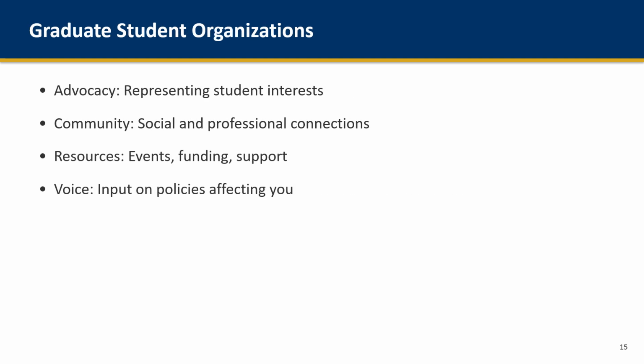Graduate student organizations provide community, advocacy, and resources that institutional offices may not. Advocacy through graduate student government or similar bodies represents student interests in university decisions. These organizations provide a voice for graduate students in policy discussions, resource allocation, and other matters affecting student welfare. Your participation strengthens this advocacy.